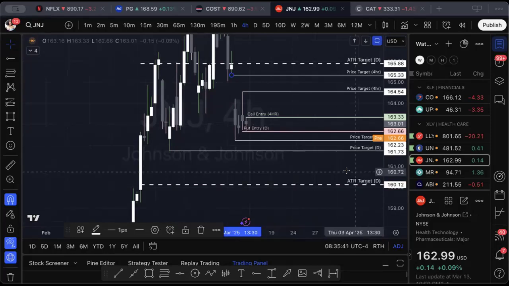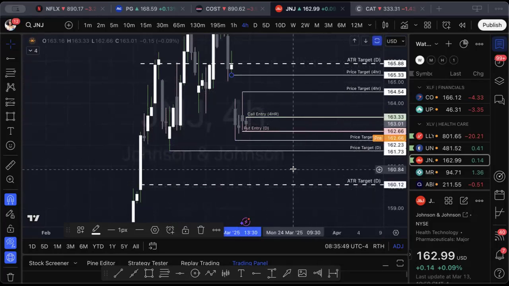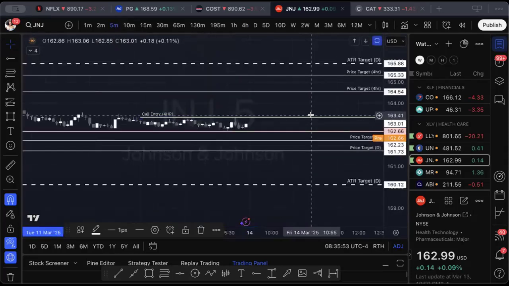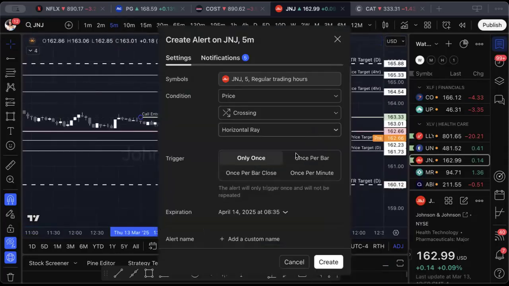And obviously you see the ATR, if it did nothing but drop, it could get to 160.12. And then if it did nothing but run to the upside, it could get to 165.88. All right, so let's go ahead and put our alerts on this since we're here.